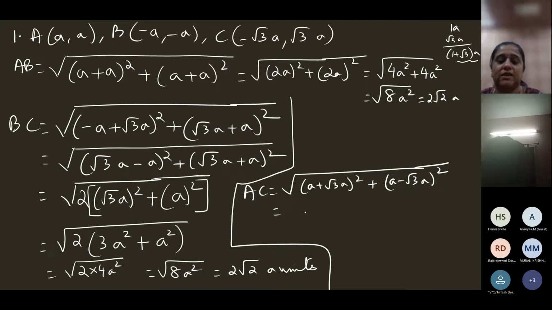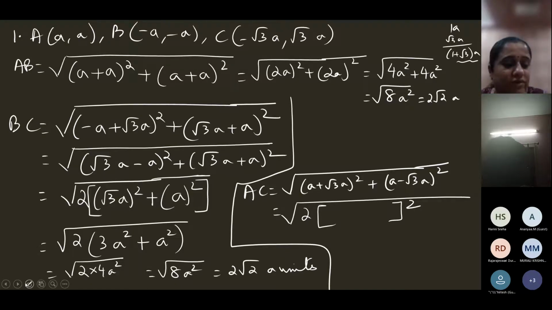So now this is like x plus y the whole square, and the other one is like x minus y the whole square. So x plus y the whole square plus x minus y the whole square is equal to 2 of x square plus y square. Put the square root symbol: 2 of x square plus y square. So see here, 2 of x square plus y square.